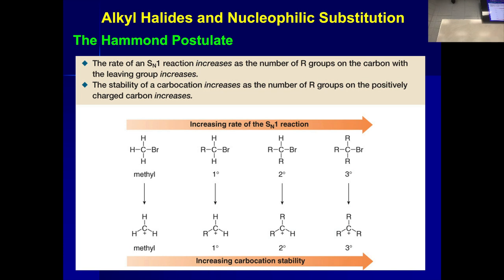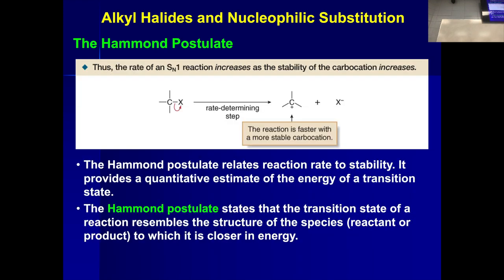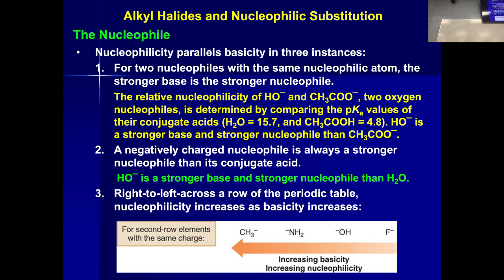All right, so we just talked about that. We can move away from the Hammond postulate. Don't worry about the Hammond postulate. I'm not going to test you on the Hammond postulate. So we would expect then that the rate of an SN1 reaction would be dependent on the type of alkyl halide we had, right?